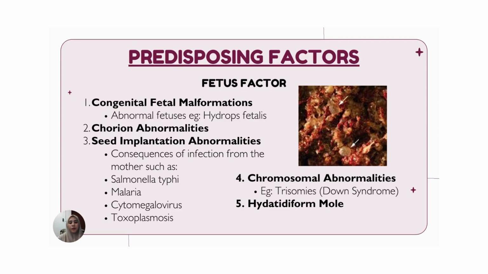The predisposing factors for spontaneous abortion can be divided into two. The fetal factors include congenital fetal malformation, chorion abnormalities, seed implantation abnormalities, chromosomal abnormalities, and hydatidiform mole.